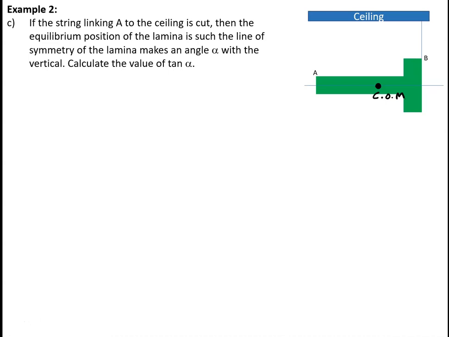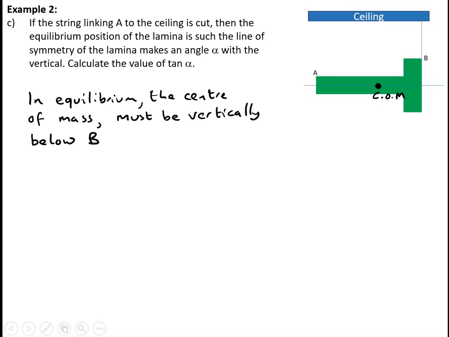Now critically, we know that when the T shape settles down in equilibrium, the centre of mass will be vertically below the point B, so the line joining B to the centre of mass will become our vertical line, and the angle that we're trying to find is the angle between the vertical and the line of symmetry of the T shape, which is the angle alpha there.